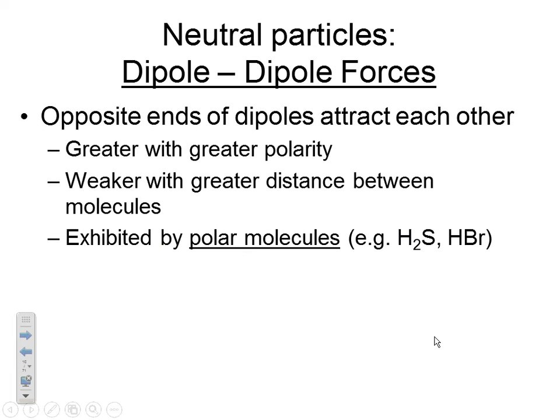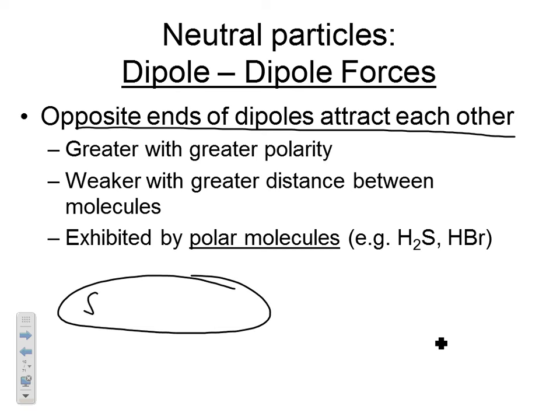The next type of IMF is called dipole-dipole forces. And again, dipole means polar. So now we're moving away from the types that involve charged particles to those that involve neutral particles. Polar molecules, because they have two different sides, the opposite ends of the dipoles will attract one another. There is going to be an attraction between the partial negative in one polar molecule and the partial positive in another polar molecule.